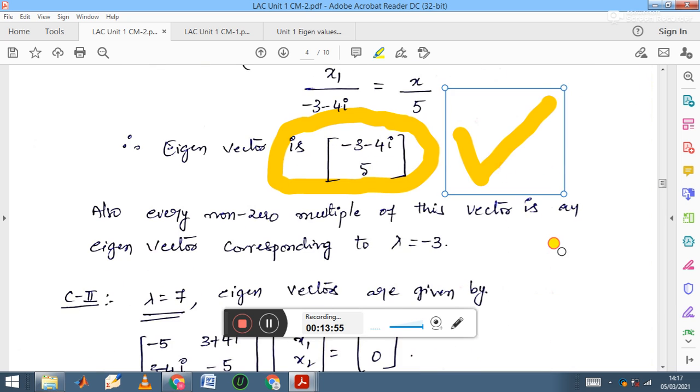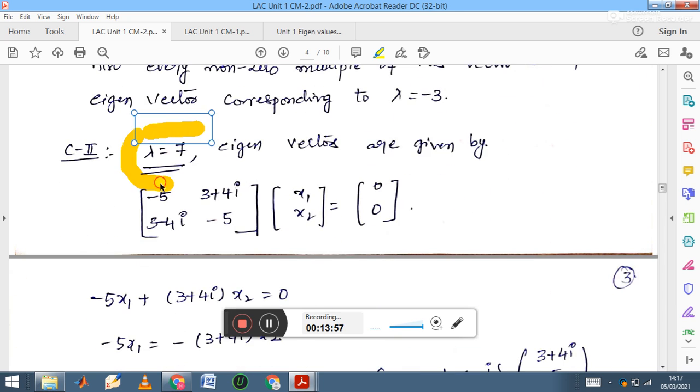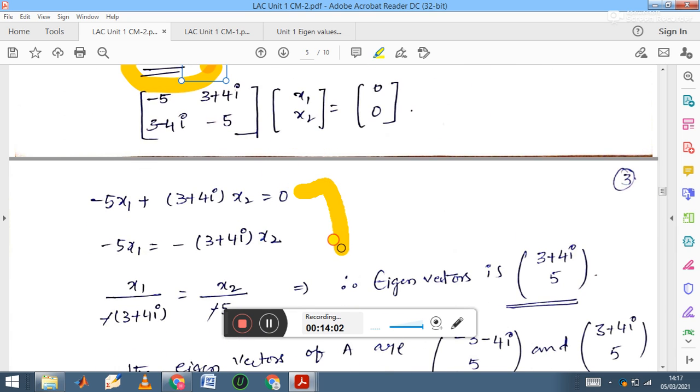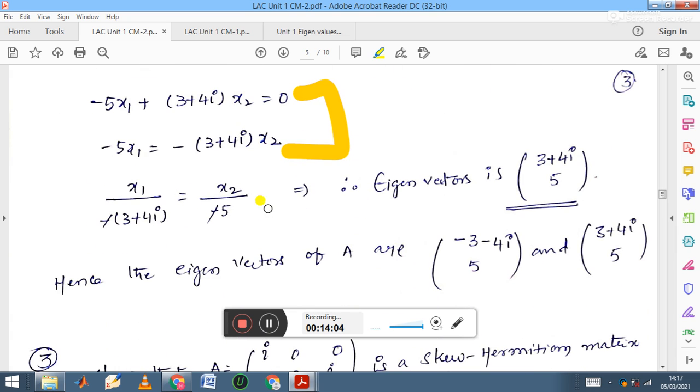Similarly go with the second case, lambda equals 7. When lambda equals 7, again you follow the same procedure. Here you get two equations. Solve these two equations, then you get one more eigenvector. So this is the standard procedure of finding eigenvalues and eigenvectors.